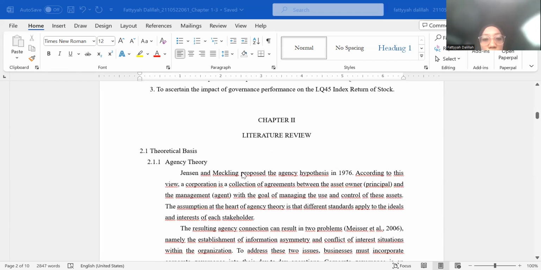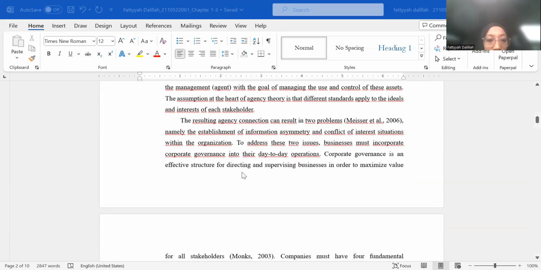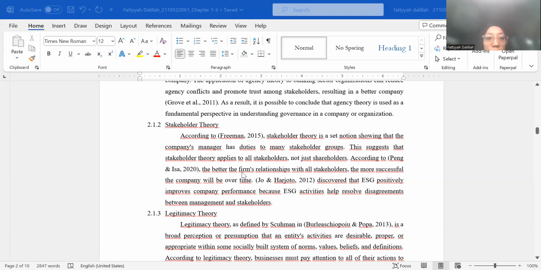And here is the literature review, the theoretical basis that I use in this topic to support my research. The first one is agency theory, from Jensen and Meckling, who proposed the agency hypothesis in 1976. The second theory is the stakeholder theory, the notion showing that the company's manager has duties to many stakeholder groups. It's from Freeman in 2015.